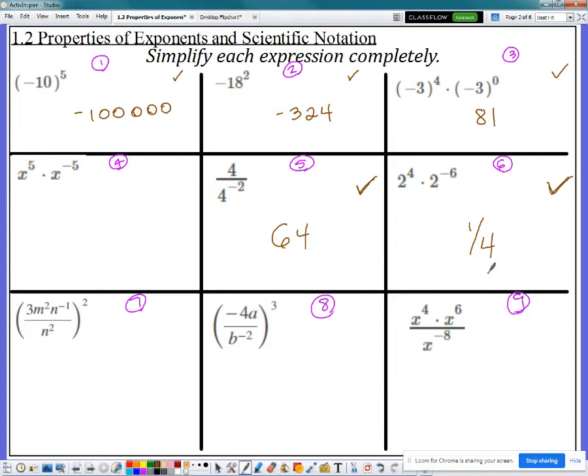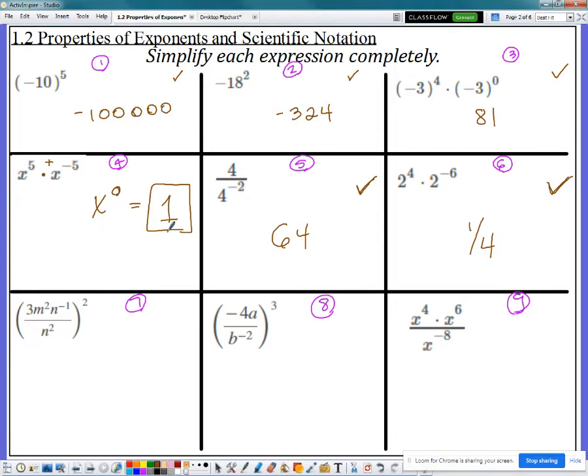Number 4, we have x to the 5th times x to the negative 5th. When you are multiplying, you need to add exponents. So 5 plus negative 5 gives you 0. But remember, anything raised to the 0 power will always be 1. So your final answer for number 4 is 1.